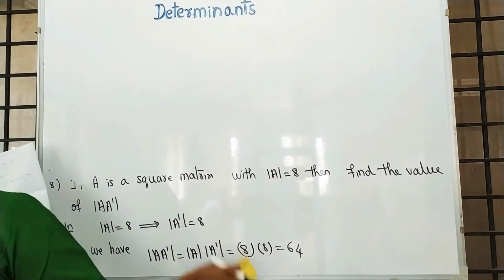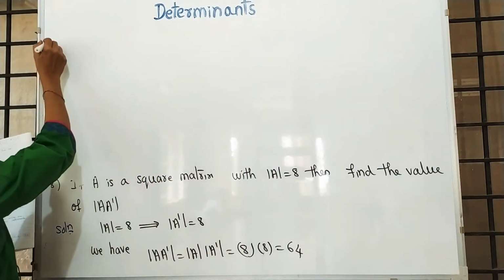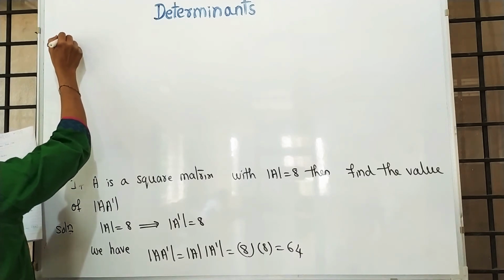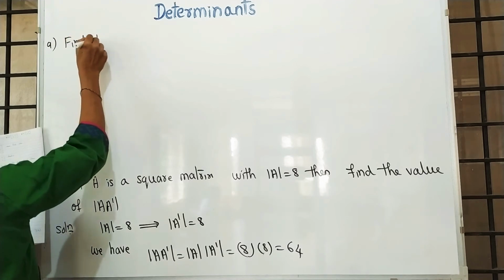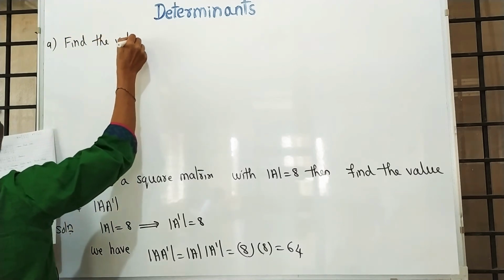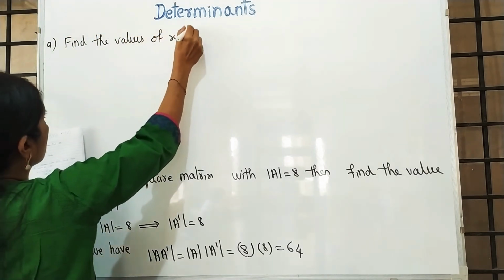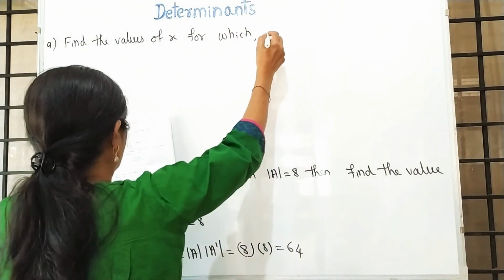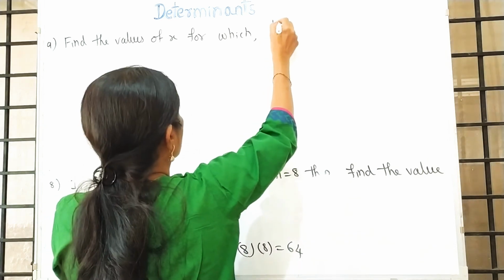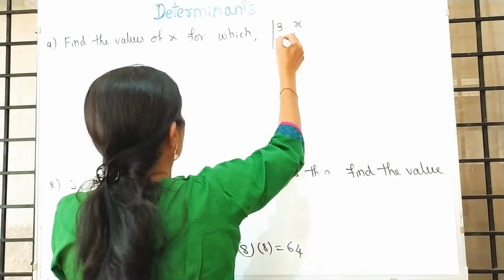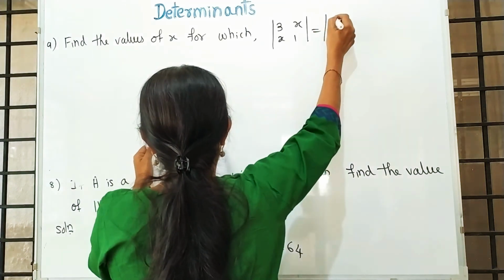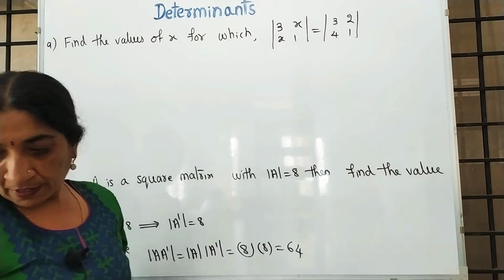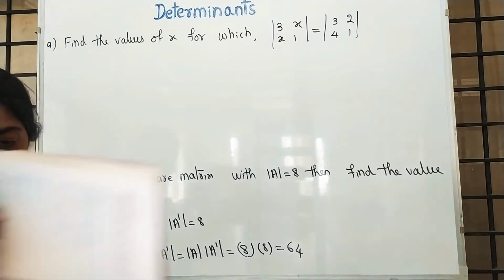All these are for 1 mark. Find the values of x for which the determinant 3 x, x 1 is equal to the determinant 3 2, 4 1. And moving to the next question.